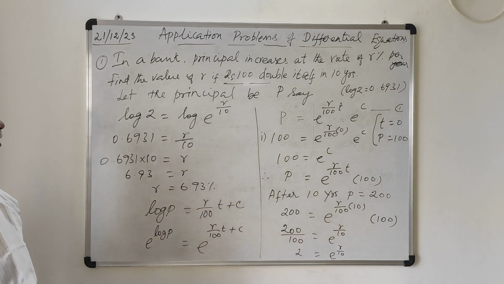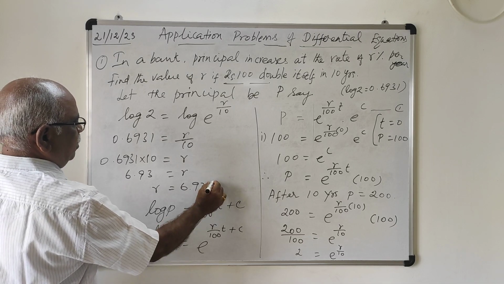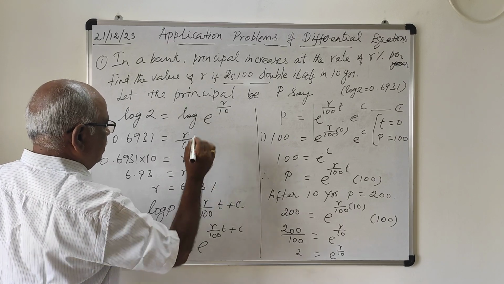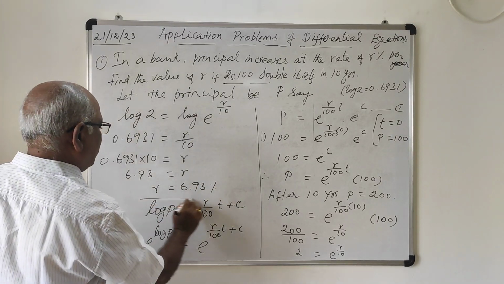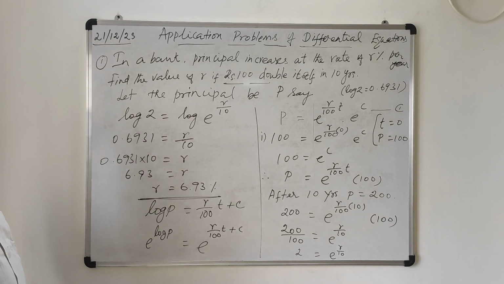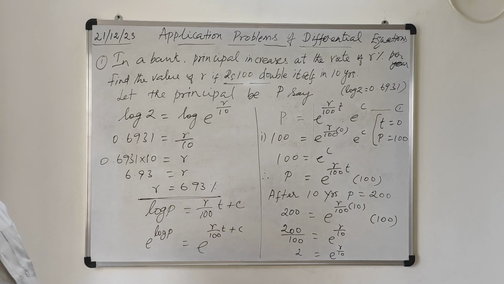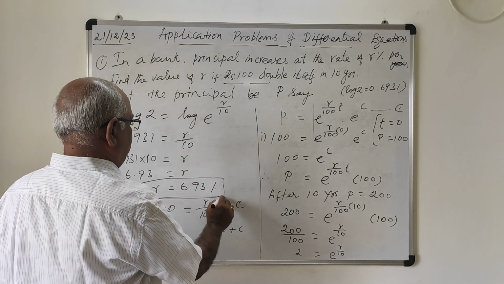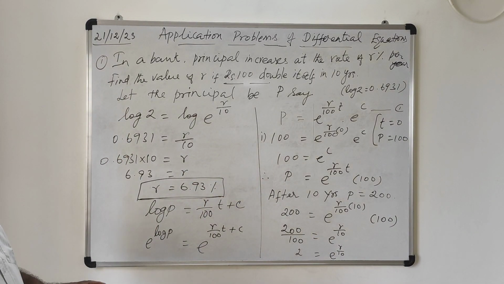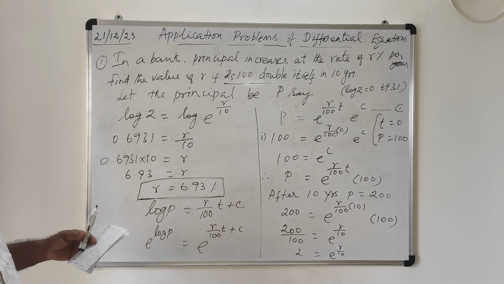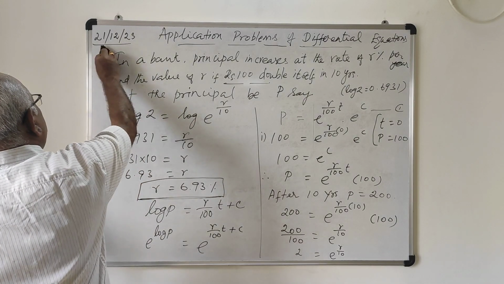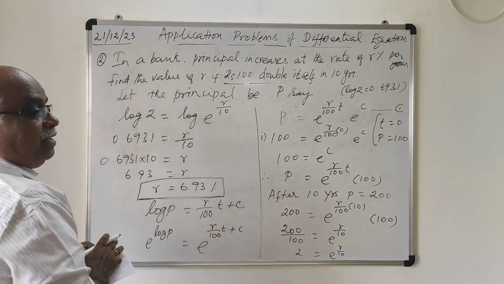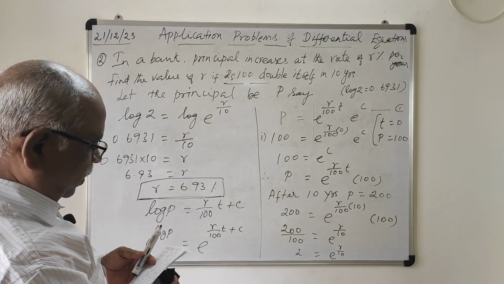So if the rate of interest is 6.93, then the amount is doubled after 10 years. That is the problem. This is an answer for the problem. R should be 6.93. Then the amount 100 becomes 200 after 10 years. So this is our required answer. Okay. Next problem. The same application problem. It is in the CBSE textbook also. You can find the problem.